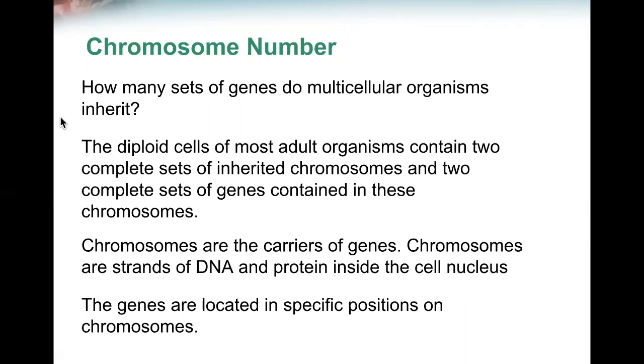How many sets of genes do multicellular organisms inherit? The diploid cells of most adult organisms contain two complete sets of inherited chromosomes and two complete sets of genes contained in these chromosomes. Chromosomes are the carriers of genes. Chromosomes are strands of DNA and protein inside the cell nucleus. The genes are located in specific positions on chromosomes.